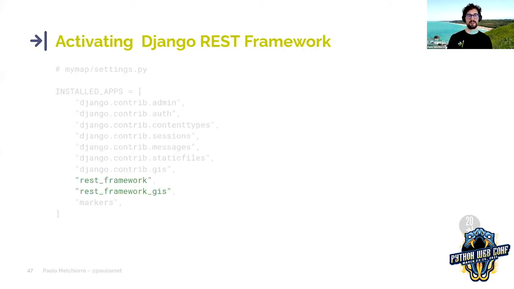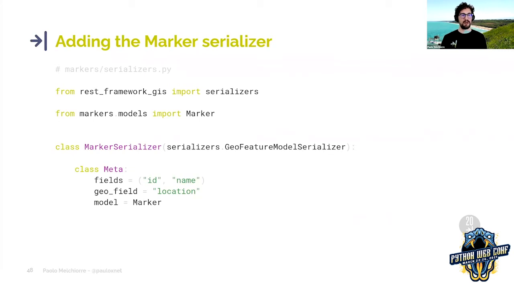The packages that we'll use directly in the code of our project are Django REST framework and its geographic add-on, which we then insert in the list of the installed apps in our setting. Let's create a serializer for our marker class. Inheriting from REST framework GIS serializer, we only have to define the marker model, the geographical field location, and also the optional fields to be shown as additional properties. In this case, ID and name.